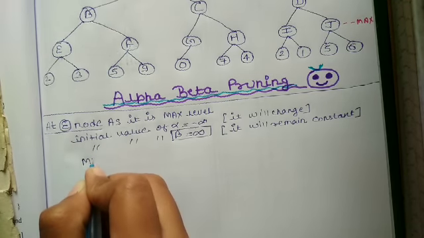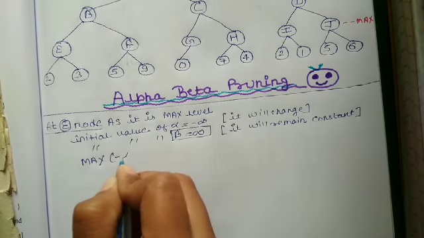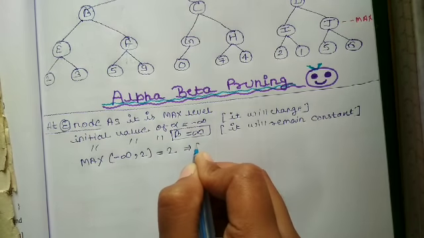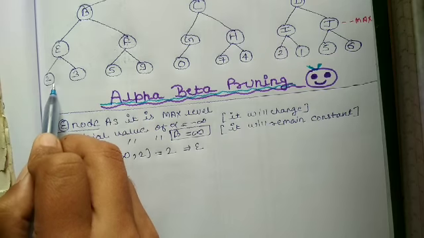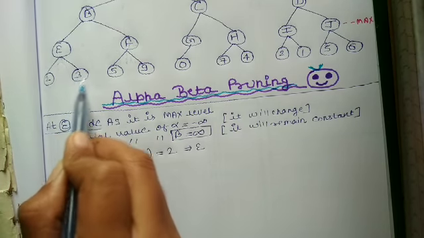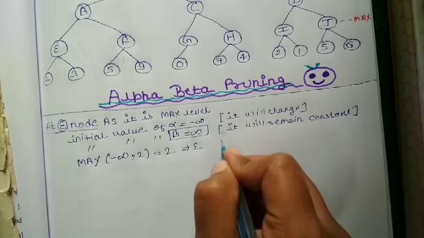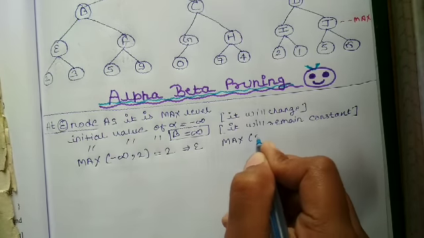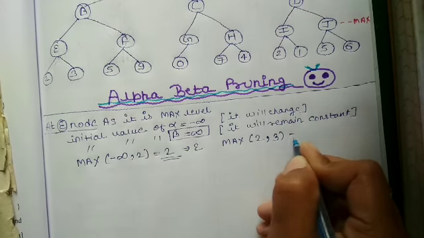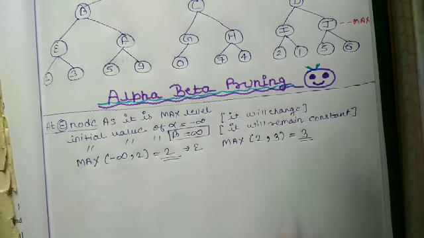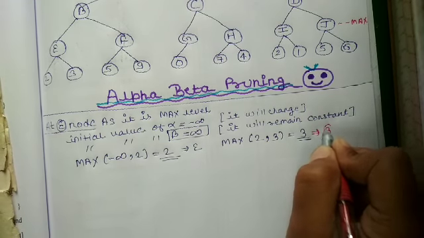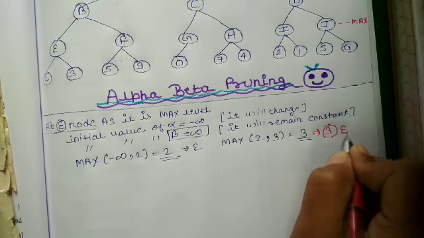So we will write here the maximum of minus infinity comma 2 is equal to 2. So it will give the value of 2 to the E node. But when we are going from here to there, we will find out that it has one more child, so we will explore that one also. Maximum of 2, that comes from here, 2 comma 3 is 3. So the E node value will become 3.